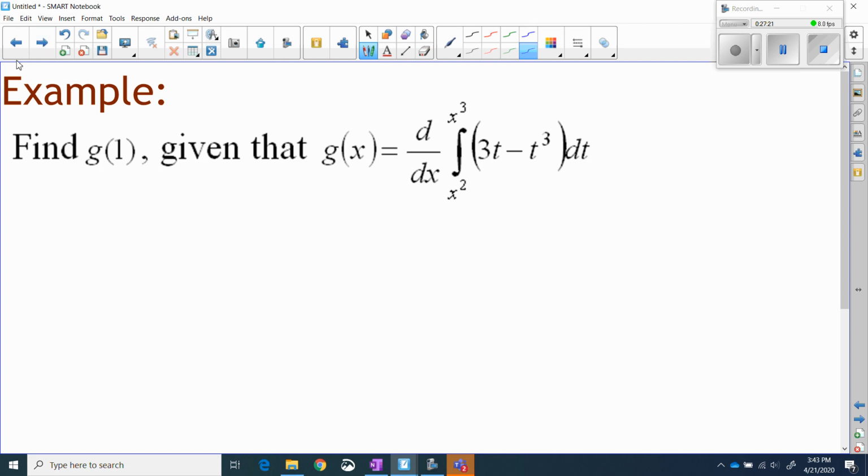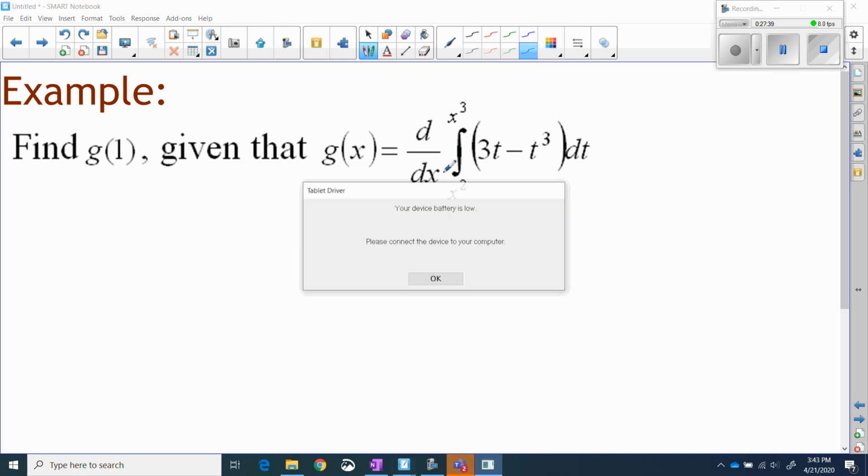Here's one. This one says find g at 1. So when all is said and done, it wants us to put 1 in for x once I find g of x. So g of x is going to be the derivative of the integral of this. Well, the problem is these are both functions.